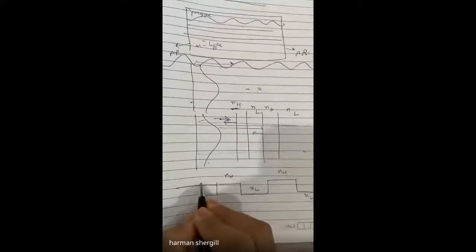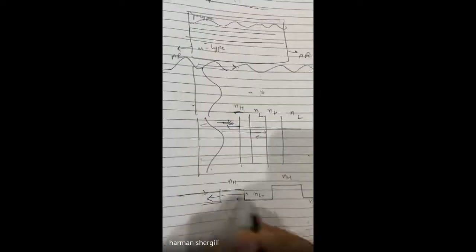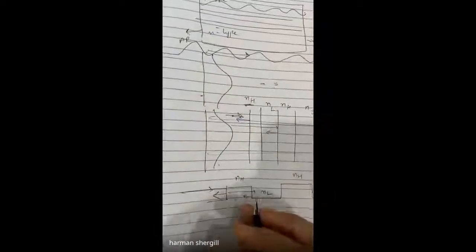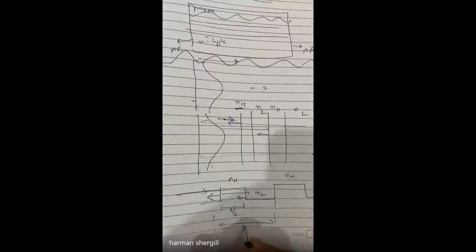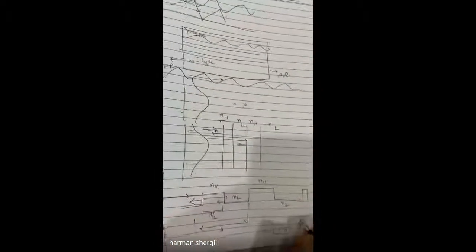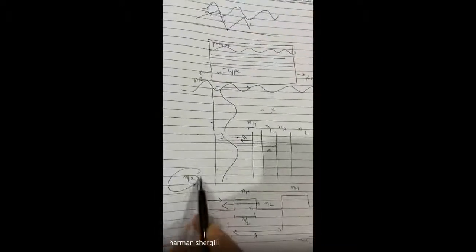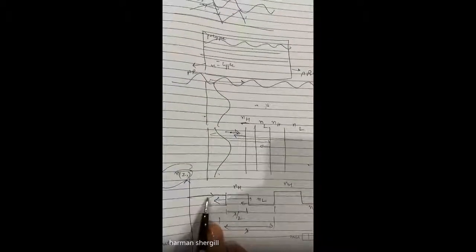The mode is traveling like this, and it will suffer reflections. Suppose this distance is lambda by 2 and this complete distance is lambda, and this is your n_z refractive index. Suppose the mode is traveling in the z direction, and n_z is the refractive index. Then a ray is reflected from these interfaces.